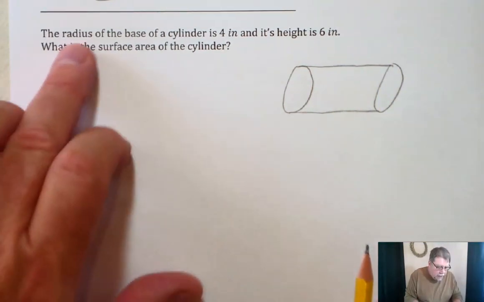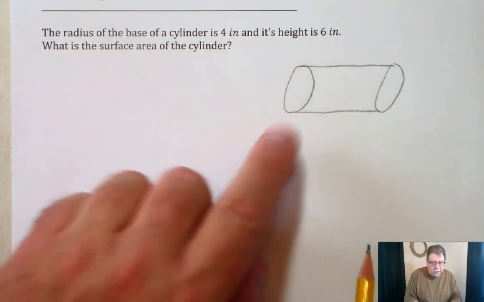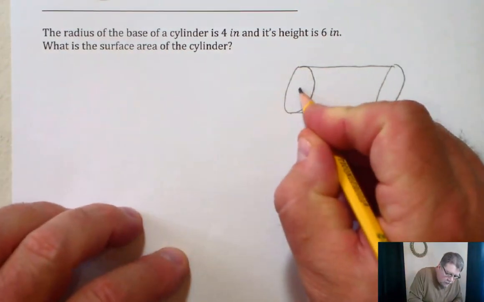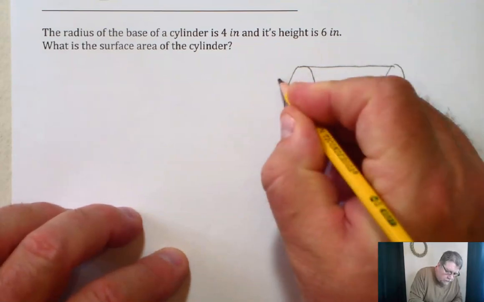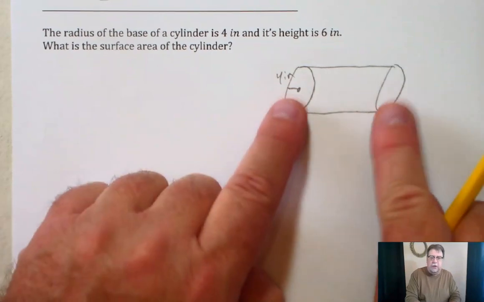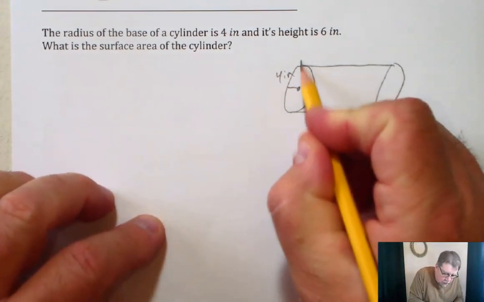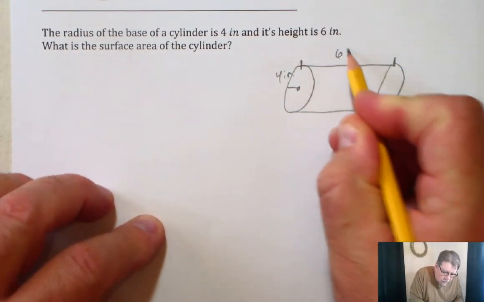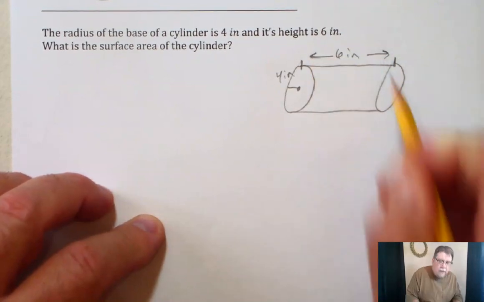So the radius of the base of the cylinder is 4 inches. Well, the circles are the bases. So this distance is 4 inches. And the height is 6 inches. The height is the distance between the bases. So the height from here to here is 6 inches. All right.